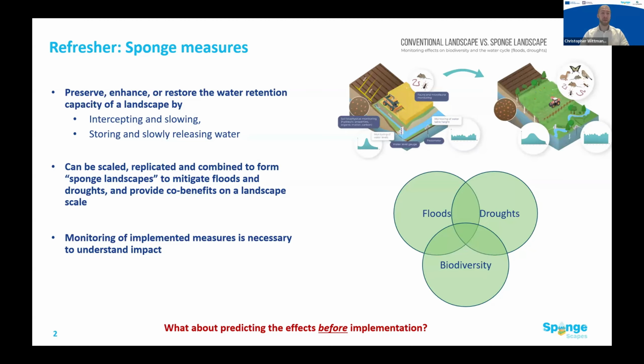And these individual measures, which are usually on a more local scale, can be scaled up and replicated throughout the landscape to form what we call sponge landscapes to mitigate the effects of floods and droughts, but at the same time also provide some co-benefits such as biodiversity, water quality improvements, and so on. But with respect to the measures themselves, a lot of the effects are still unknown. So we still have a lot of knowledge gaps on how they function and how they interact.